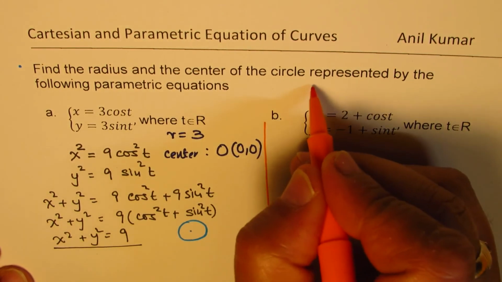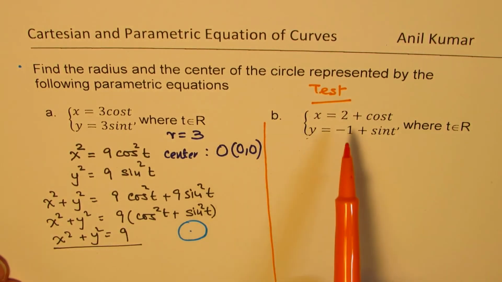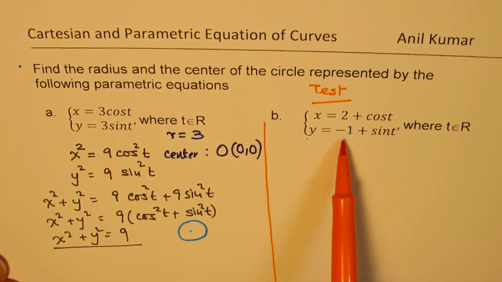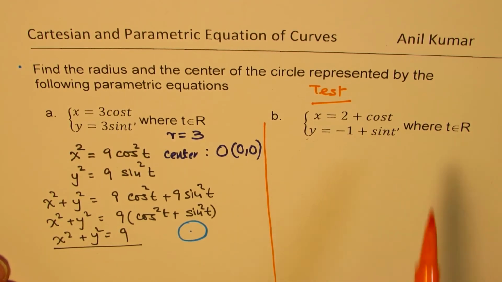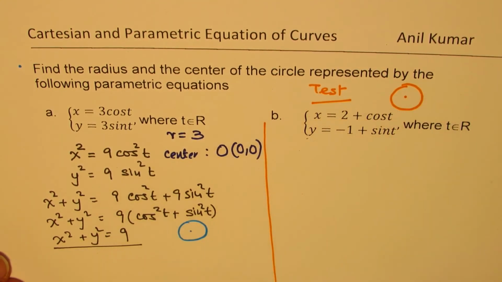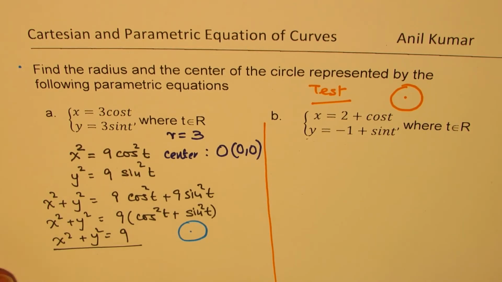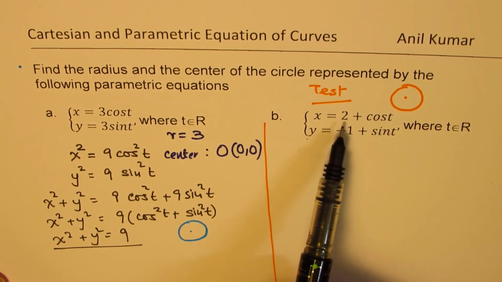Now, I hope you've understood this strategy. Let this be your test question, which is x equals 2 plus cos t, y equals minus 1 plus sin t. Now this also represents a circle, where you need to find what is its center and what is the radius. Okay, so you can pause the video, do it now, and then look into my suggestions. So let's work on this.